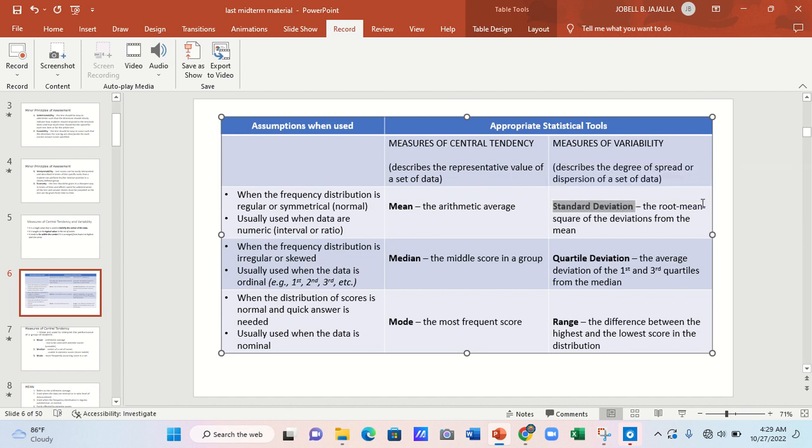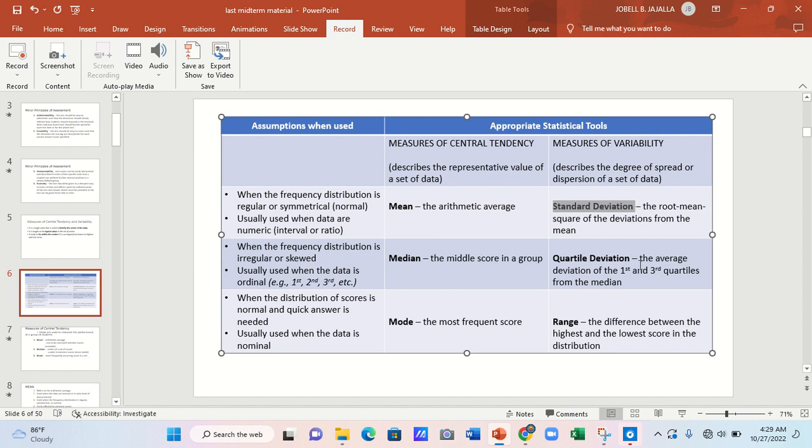Standard deviation is the root mean square of the deviations from the mean. That is the technical definition for standard deviation. But what the standard deviation tells us is the degree of spread or dispersion of the data. It is another tool to see the degree of spread or dispersion of the data.